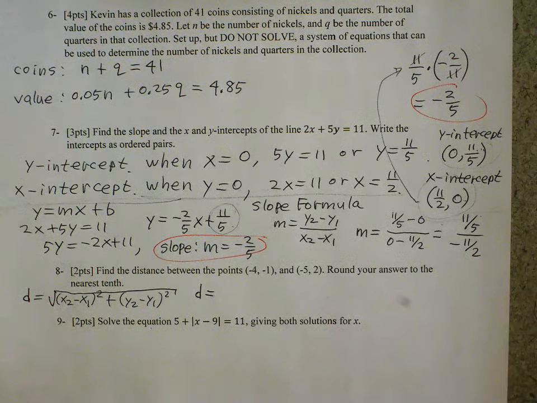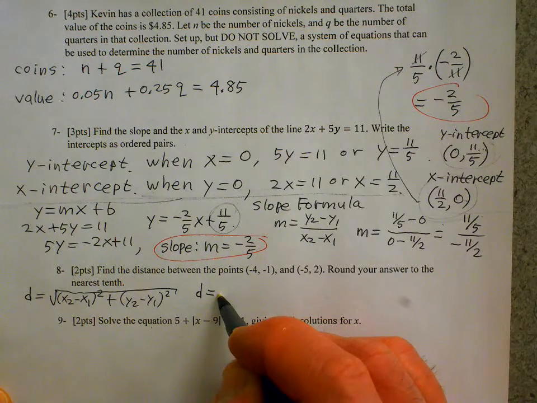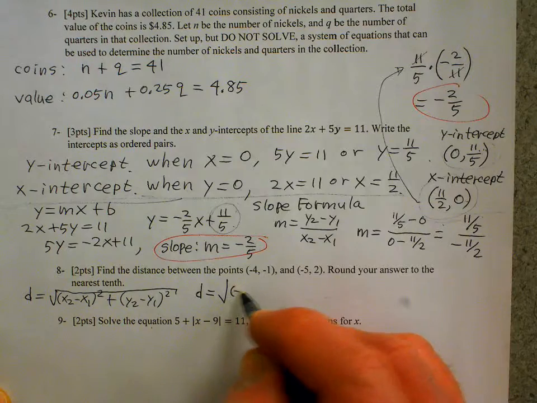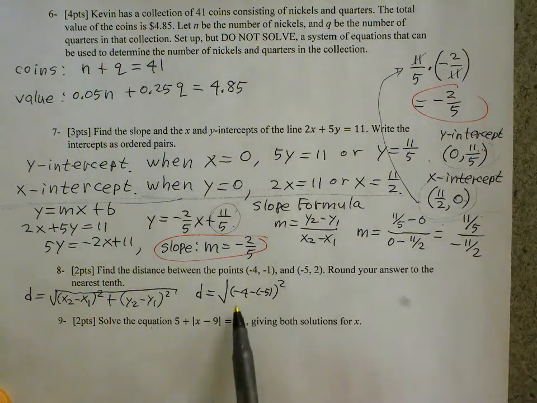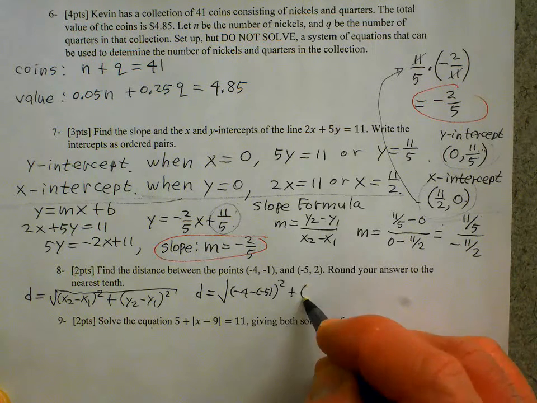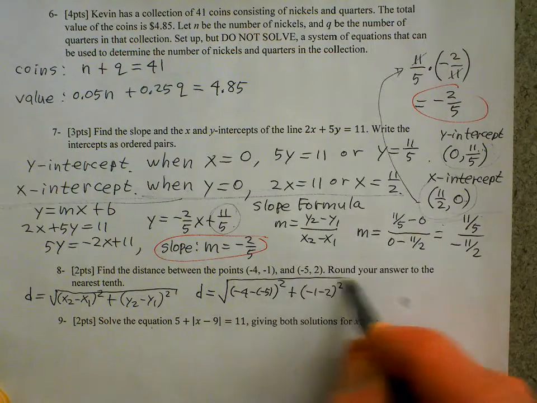So what did you come up with if you're on YouTube? All right, let's go ahead and do it then. So I'll pick -4 minus -5, quantity squared, for my x2 minus x1 quantity squared, and then plus -1 minus 2, quantity squared. All of that's inside the square root.